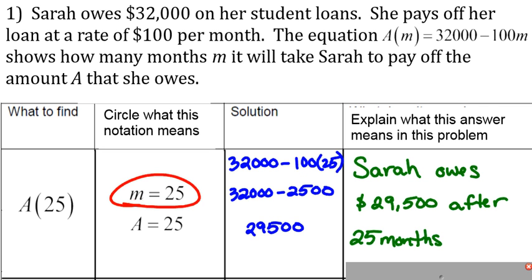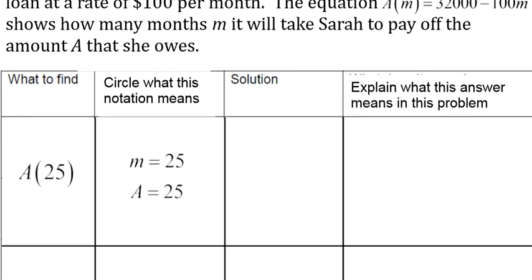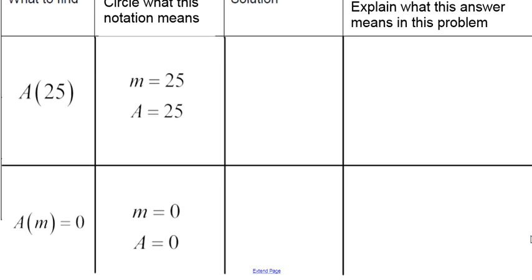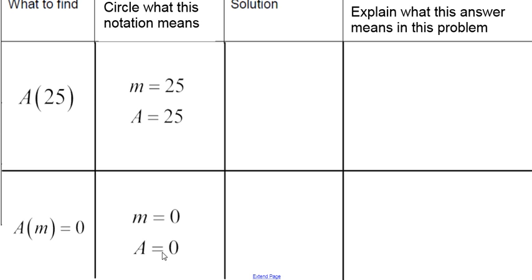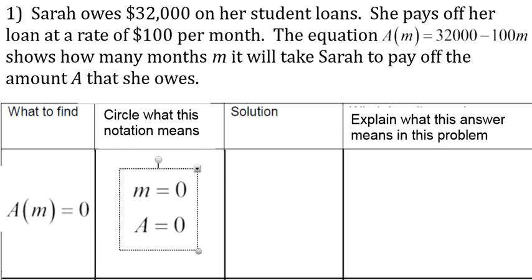All right, same scenario, but can we evaluate it now for A of M equals 0? Can you circle what the notation means, find the solution, and explain what it means to the problem? So again, thinking about function notation, this is function A of M equals 0. Well, A of M, that's the output, so that means A, the amount that she owes, is 0. So here we want to circle that A equals 0.